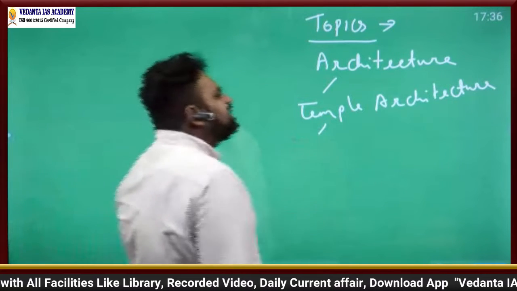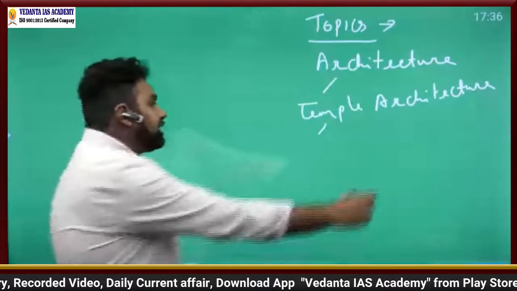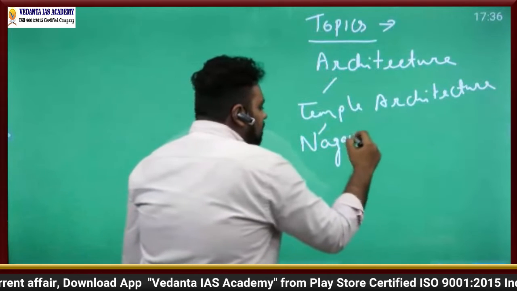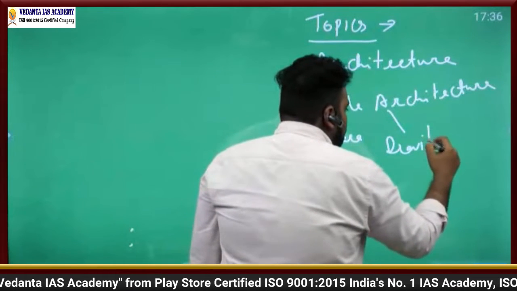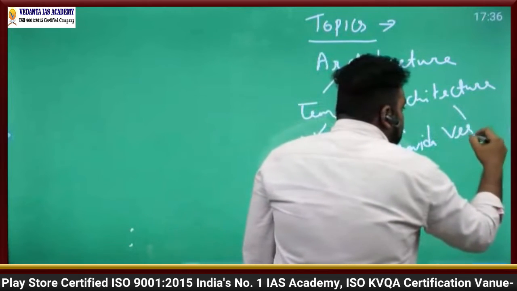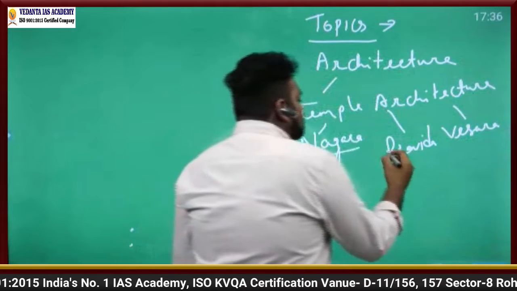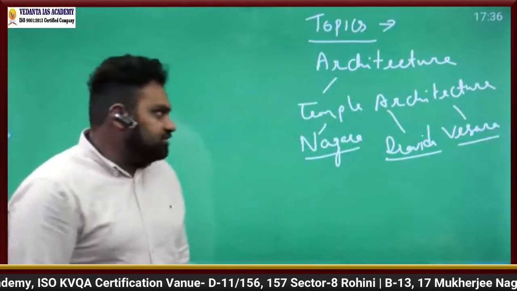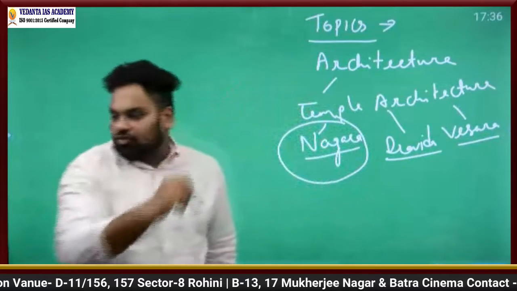So basically, when we talk about architecture, there are three different styles of temple architecture. First is your Nagara style. Second is your Dravida style. Third is your Vesara style of architecture. So these are the three forms regarding the temple architecture. अब ये तीनों हैं क्या? That is for us to understand.